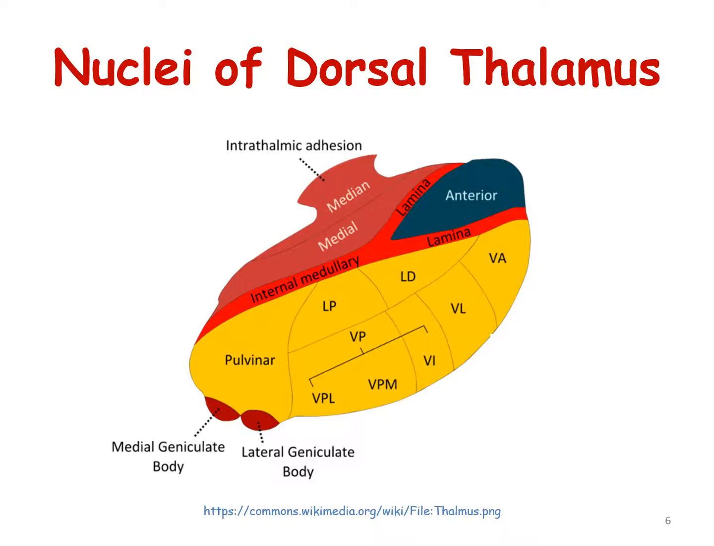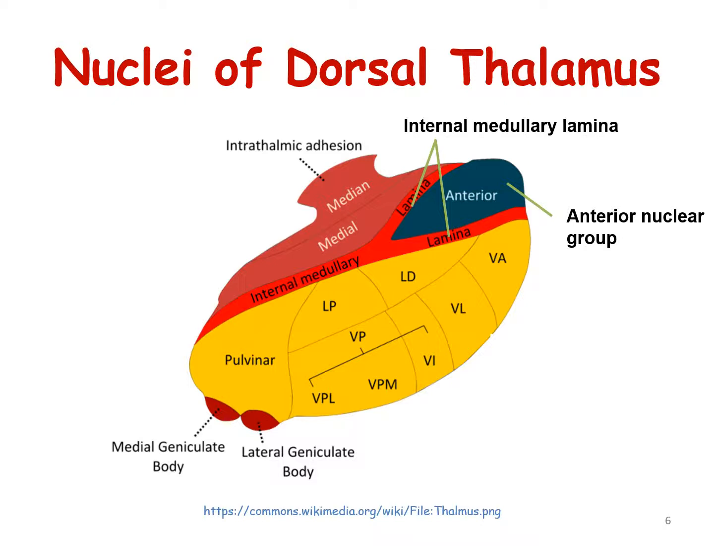Nuclei of dorsal thalamus. There are three nuclear groups divided by the internal medullary lamina. They are the anterior nuclear group, medial nuclear group, and the lateral nuclear group.